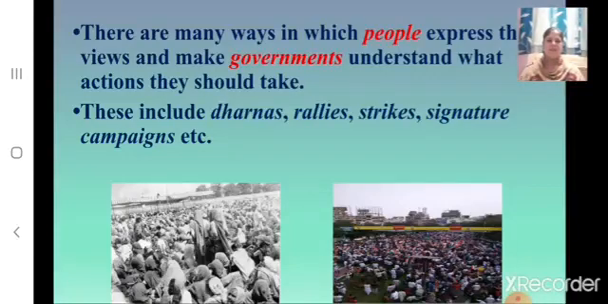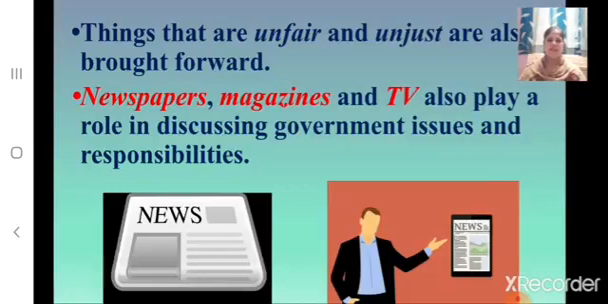Children, a signature campaign means supporting a public issue by collecting millions of signatures, that is, signs of the majority of the people. So this means signature campaign. And the things that are unfair and unjust are also brought forward. By whom? They can be brought forward by newspapers, magazines and television. And you might have seen how they discuss government issues and responsibilities, and how the government can work for the welfare of the people.